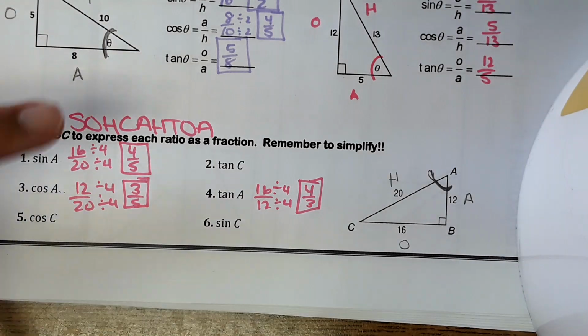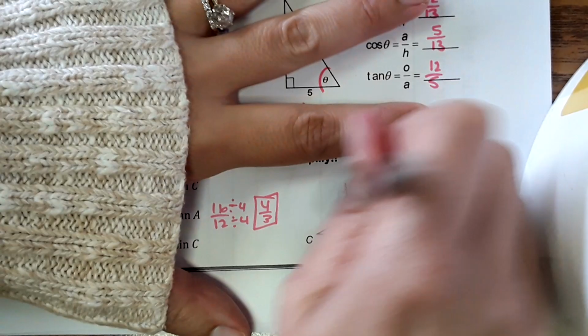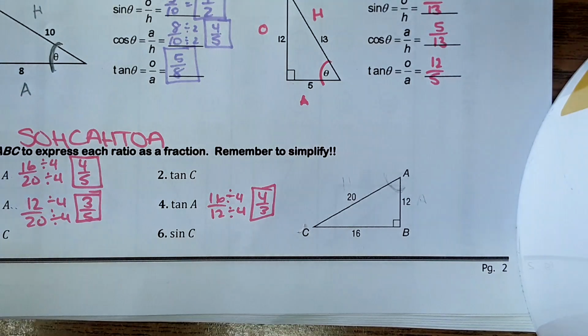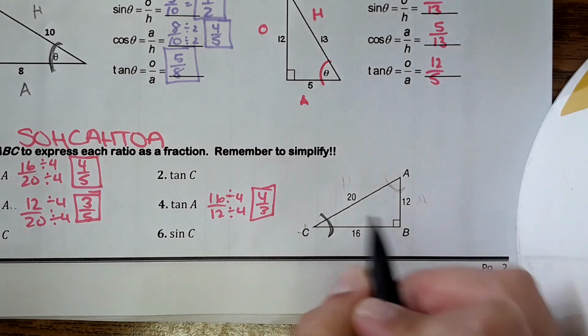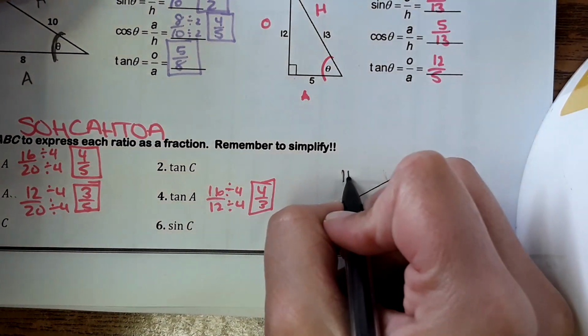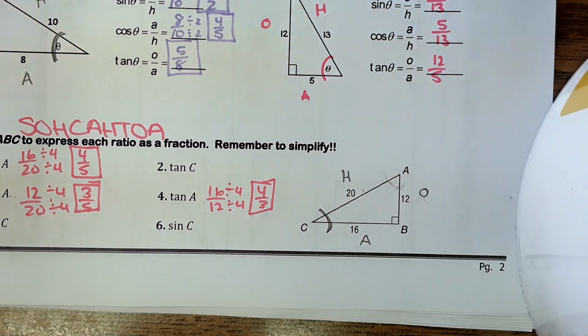Sine of C. I'm going to erase my marks and then label everything based on angle C now. So we have angle C right here. Opposite. Hypotenuse is still here, and then adjacent.